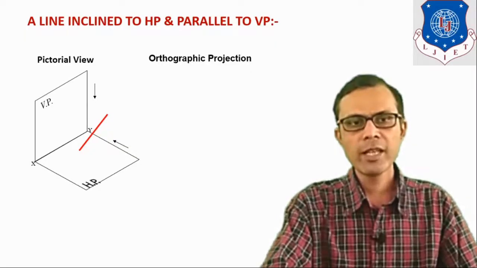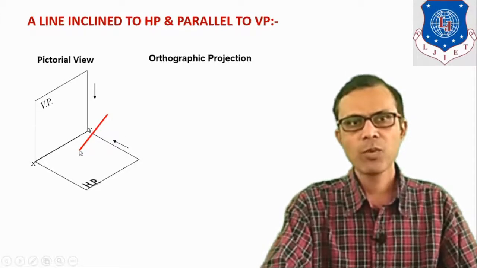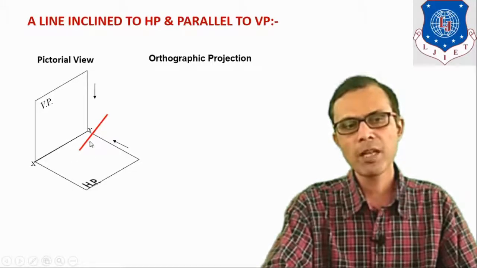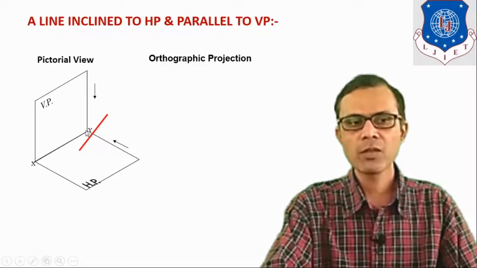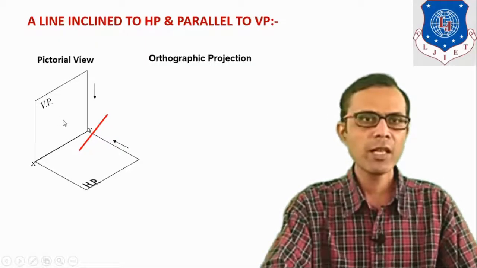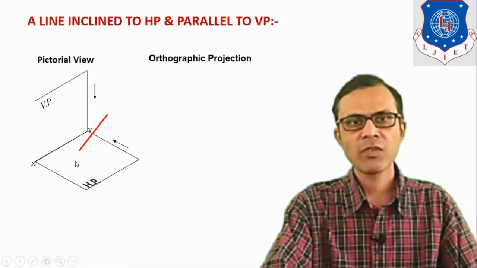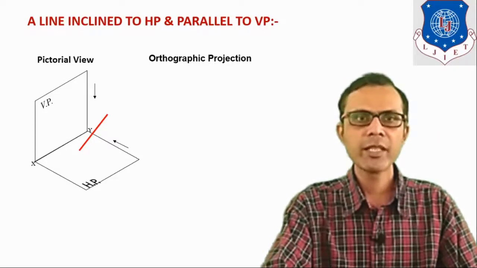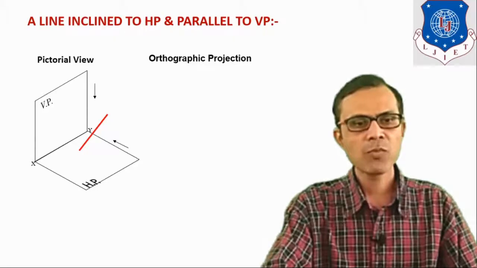Now the next case is a line inclined to HP and parallel to VP. So it shows the actual location for the line. You can see here this line is inclined with HP. It has some inclination angle with HP, but it is parallel to VP. So in VP it will be seen in true length, and the inclination angle with HP is always denoted by theta. It is the standard notation for inclination angle with HP.